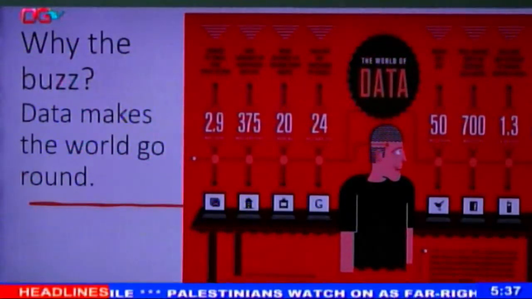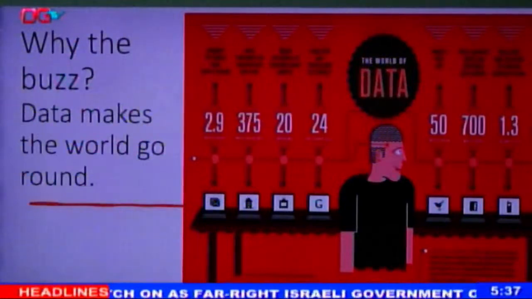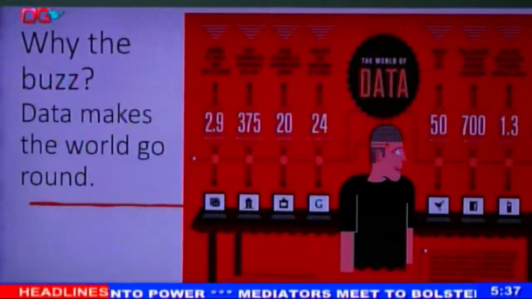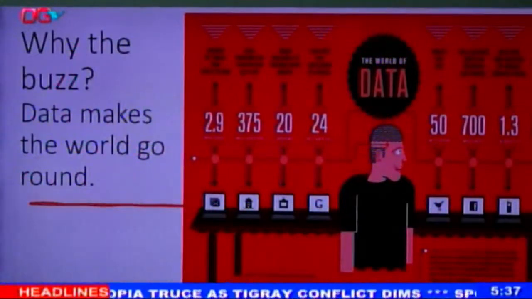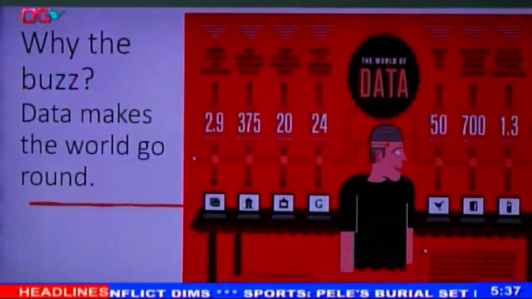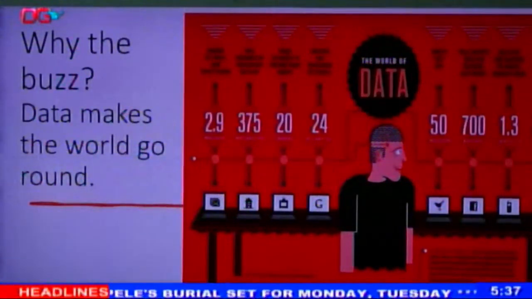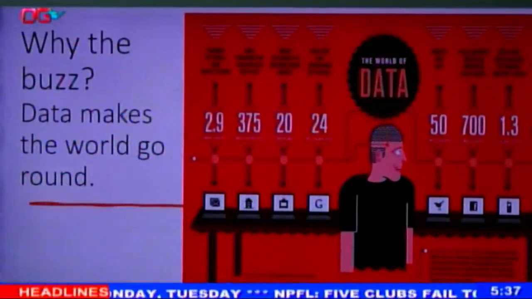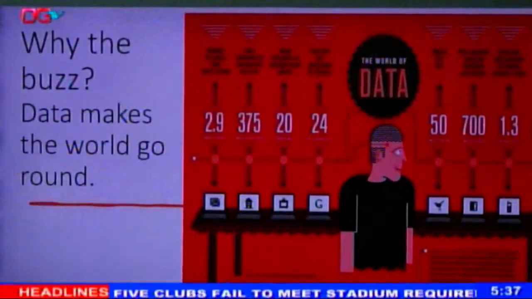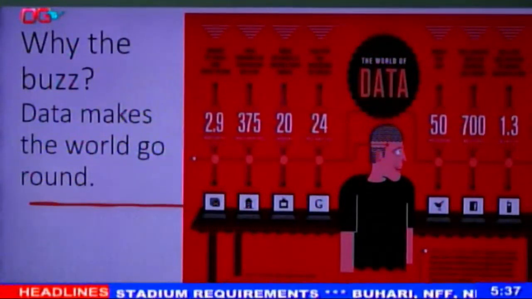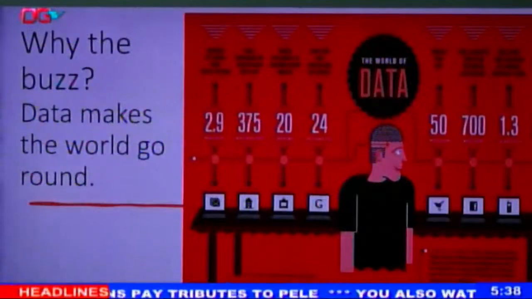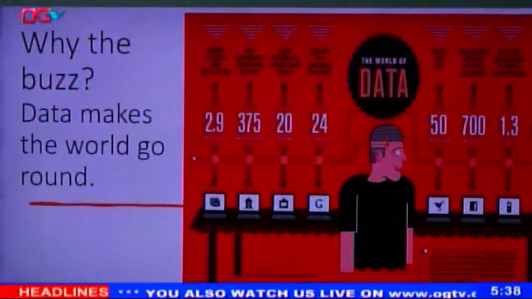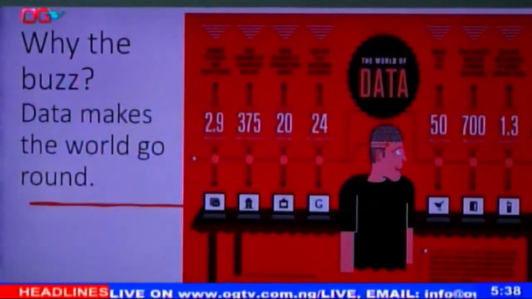Okay, if you look at this graph or this image, you see that about 2.9 million emails are sent every second. We have about 700 million total minutes spent on Facebook each minute. And the one that is most exciting is that the data sent by mobile internet users is about 1.3 exabytes. Exabytes, that's the 6th power of 1,000.